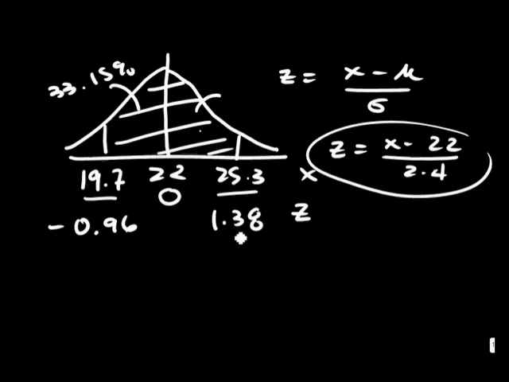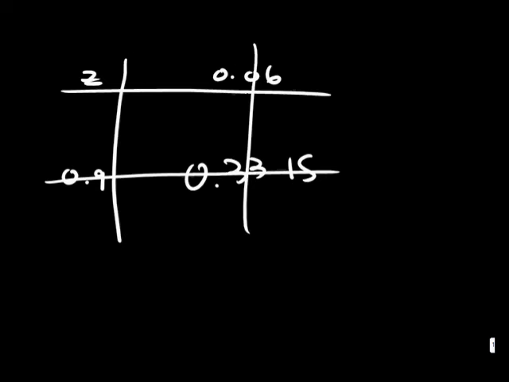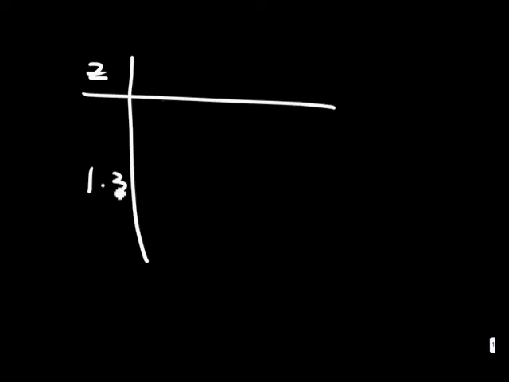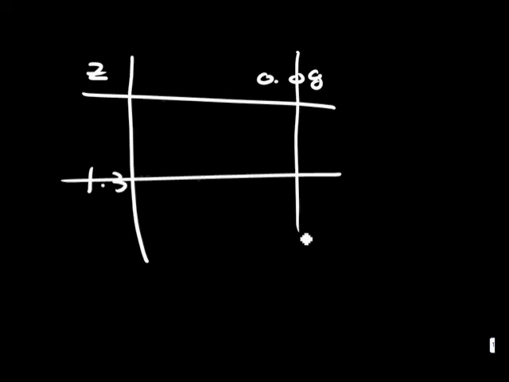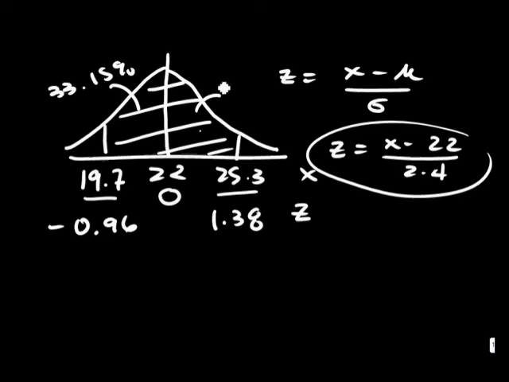We now need to look for 1.38. 1.3 row, 0.08 column, we find 4162. That's 41.62%.